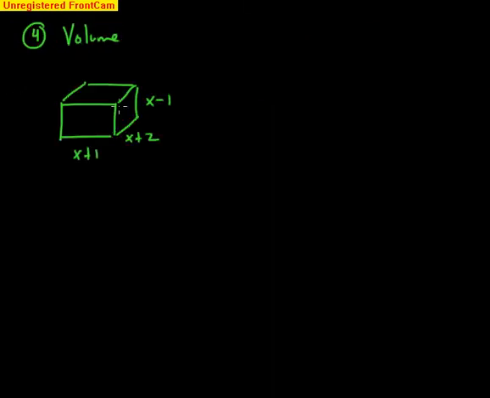This is a volume question. I have a rectangular prism here, and I want to know what is the expression for the volume given dimensions x plus 1, x plus 2, and x minus 1. Well, volume is length times width times height. Length, width, and height. Okay? So I'm going to fill in, and it doesn't matter where you put them. It doesn't matter at all. I'm actually going to put them just the way they are.